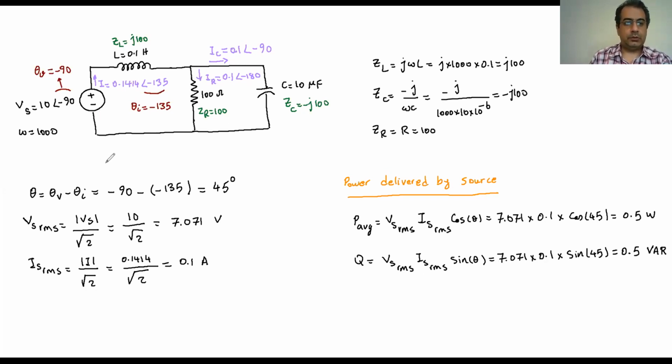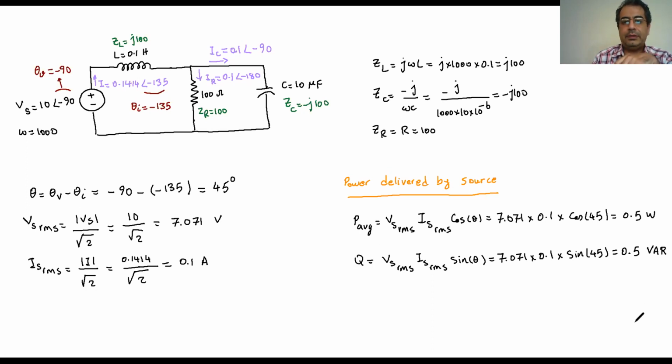So we know that our source provided this much power. Now that we know the source provided this much power, we can go ahead and see how much power each element used. But before doing that, I want to show you how we can calculate this with different methods.